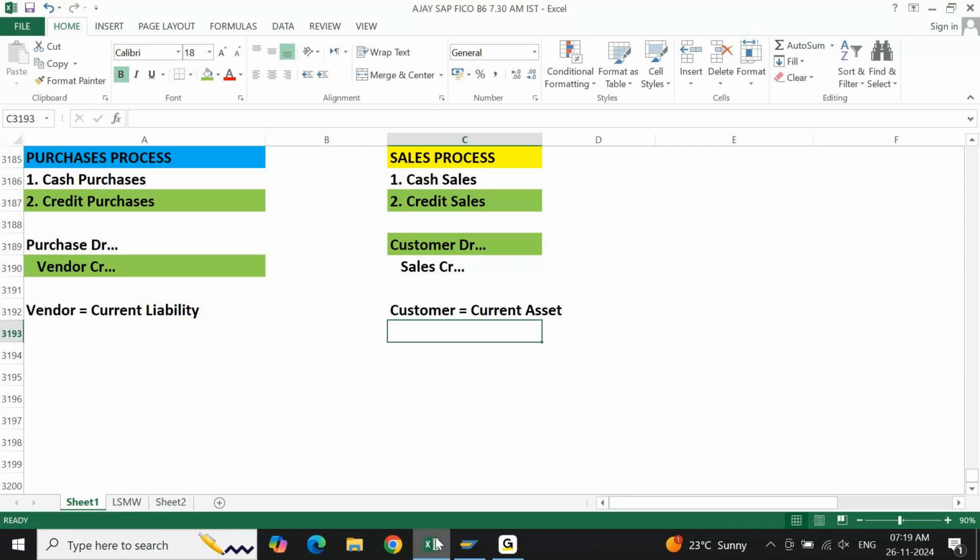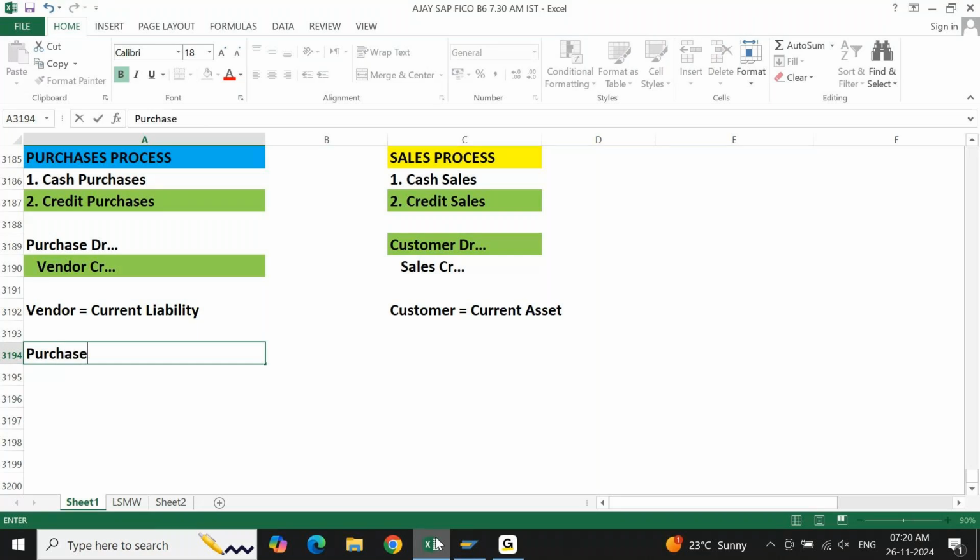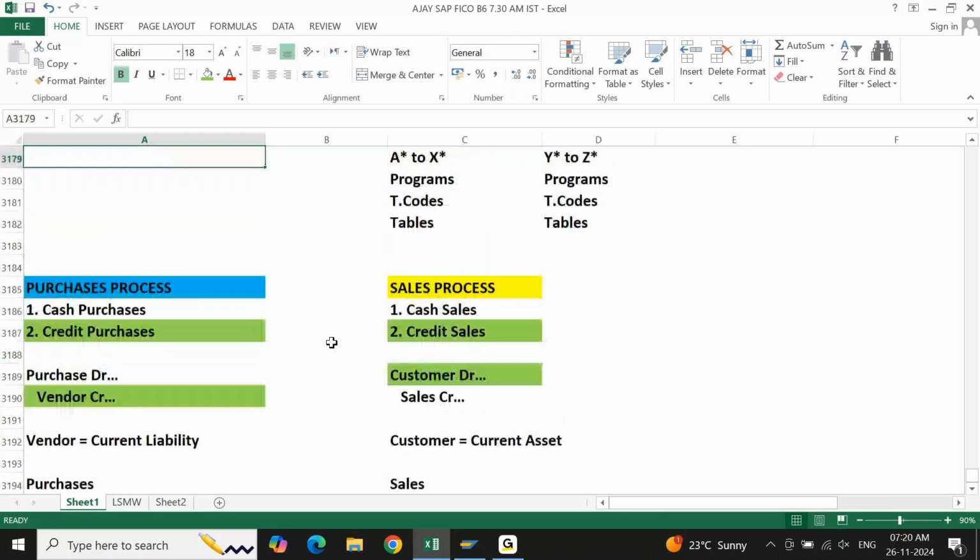All right. And here vendor is a current liability, customer is a current asset. Now, next one, you're talking about vendor current liability, customer current asset, and from vendor, what we're doing is purchases. Here, what we do is a sale. One way of segregation of purchases and sale is cash and credit, right? Cash sale and then credit sale, cash purchases and credit purchases. Another way of segregation of purchasing is different.